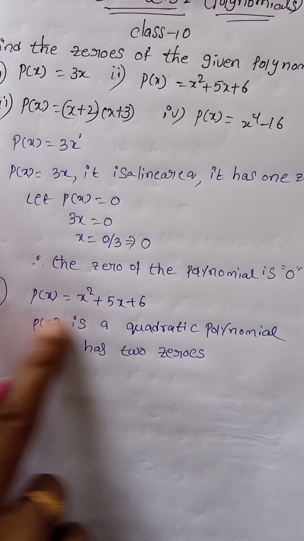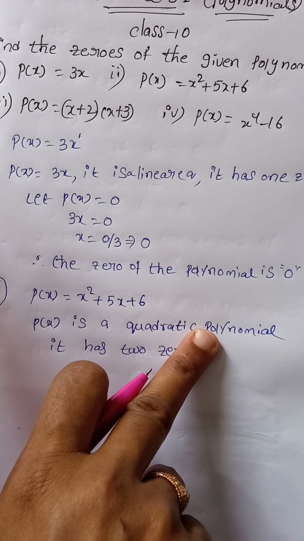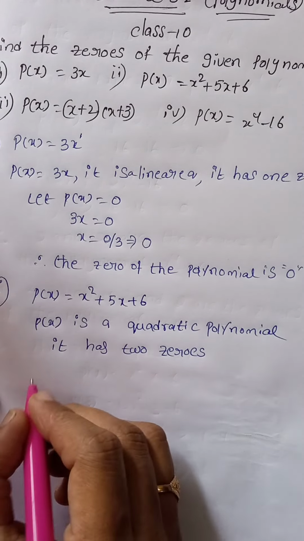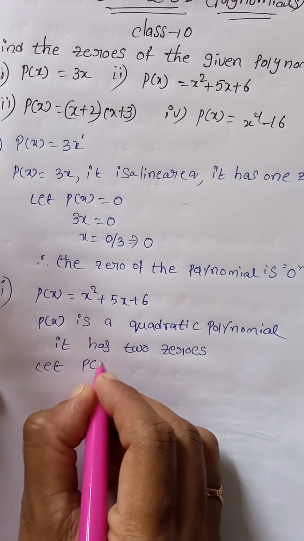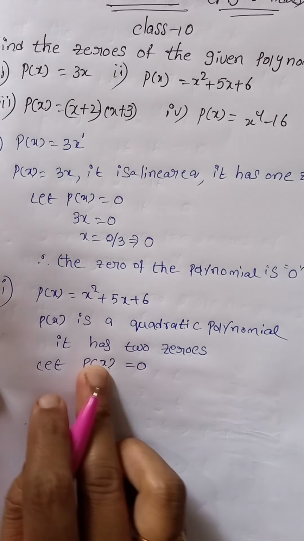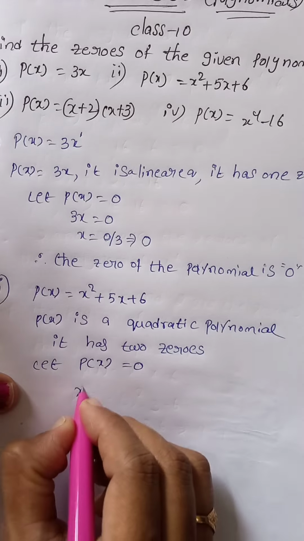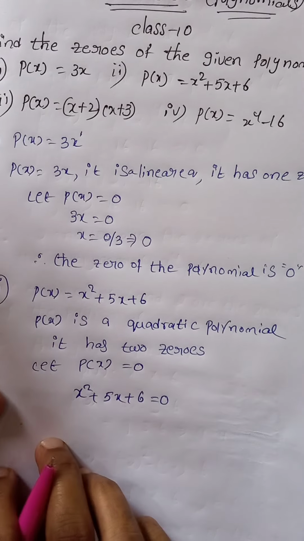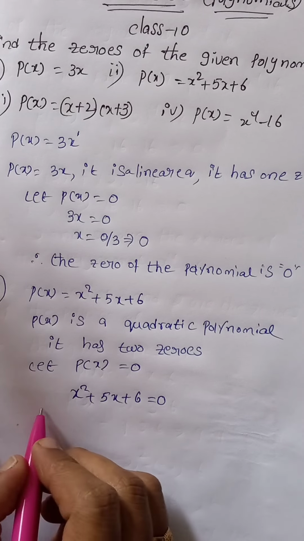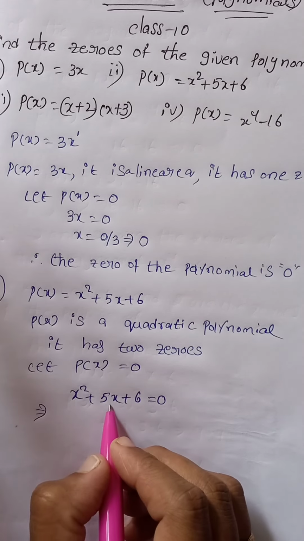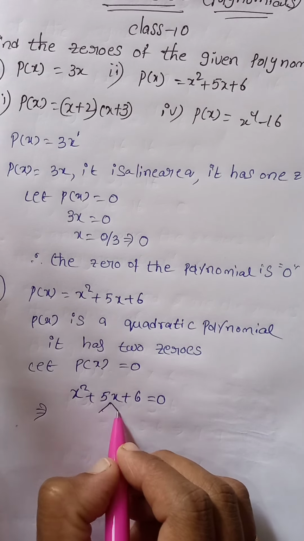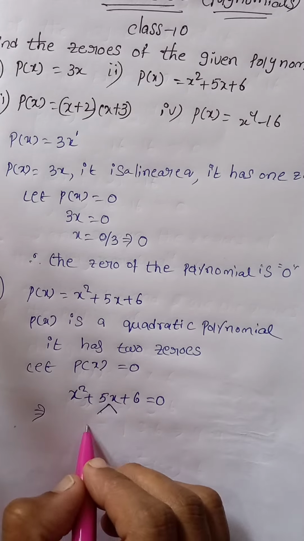Now to find the zeros of this quadratic polynomial, we have to equate this polynomial equal to 0. Let p of x equal to 0. What is p of x? x square plus 5x plus 6 equal to 0. Now we have to divide this middle term, this 5x, into two terms.